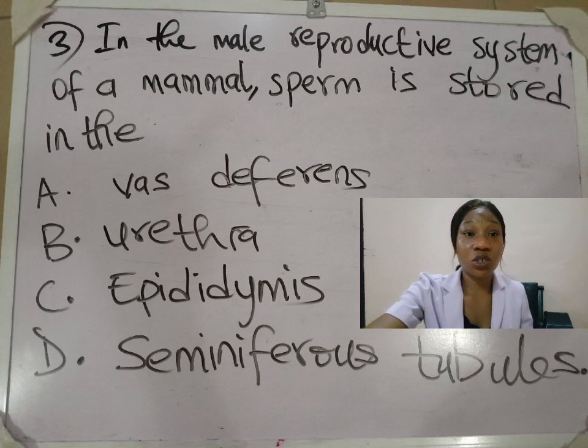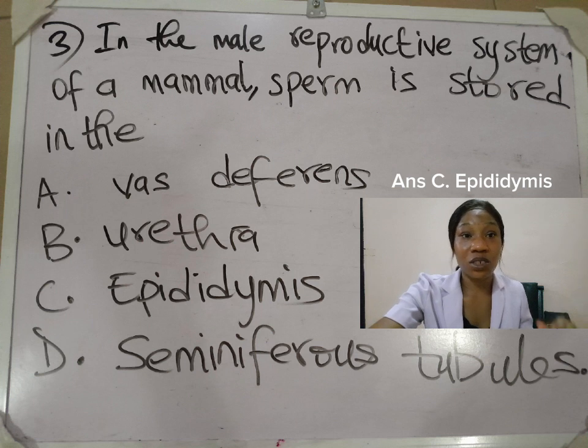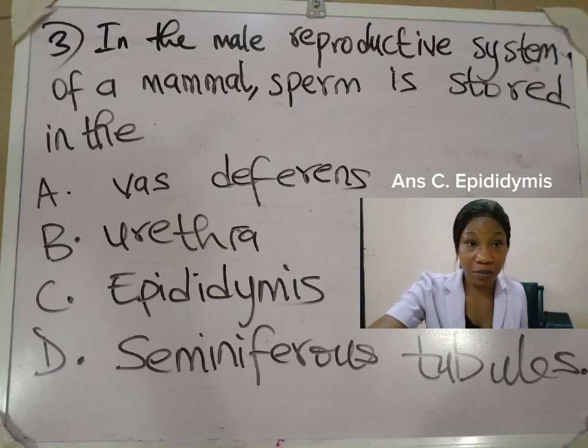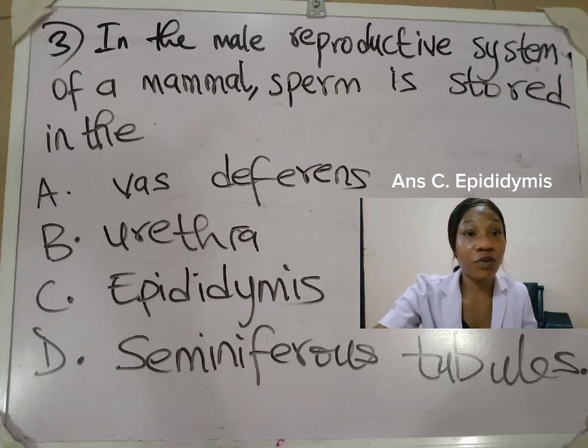Then the epididymis is actually where the sperm is stored. The sperm is produced in the testes and stored in the epididymis temporarily. Then the seminiferous tubules are those tiny tubules that produce the sperm. It is more like the tiny tubules inside the testes that produce the sperm. So the answer to this question is option C, which is epididymis. We move over to the next question.